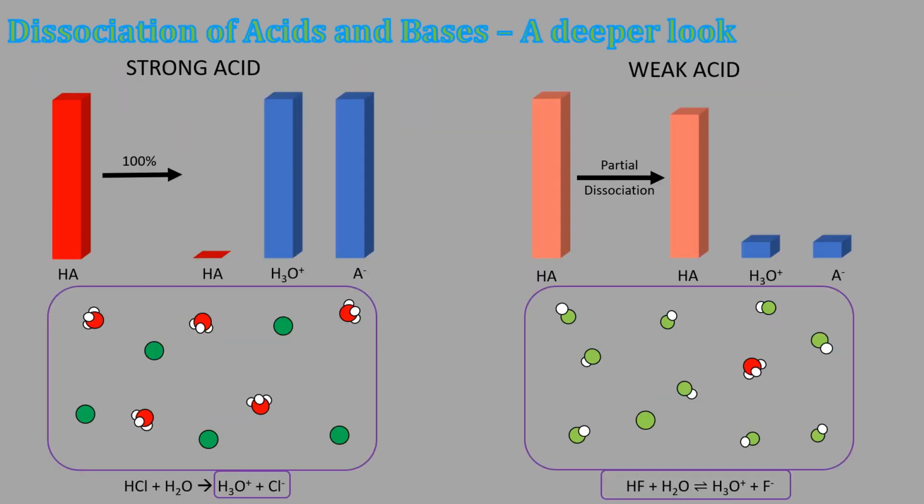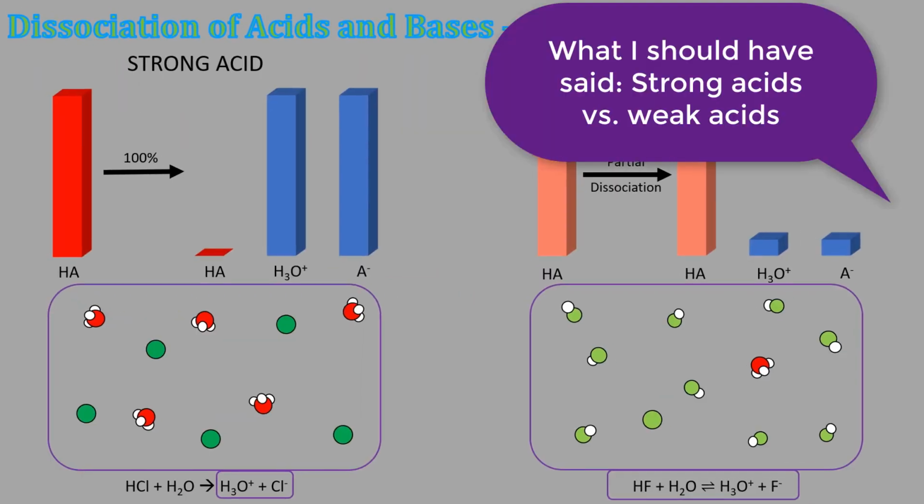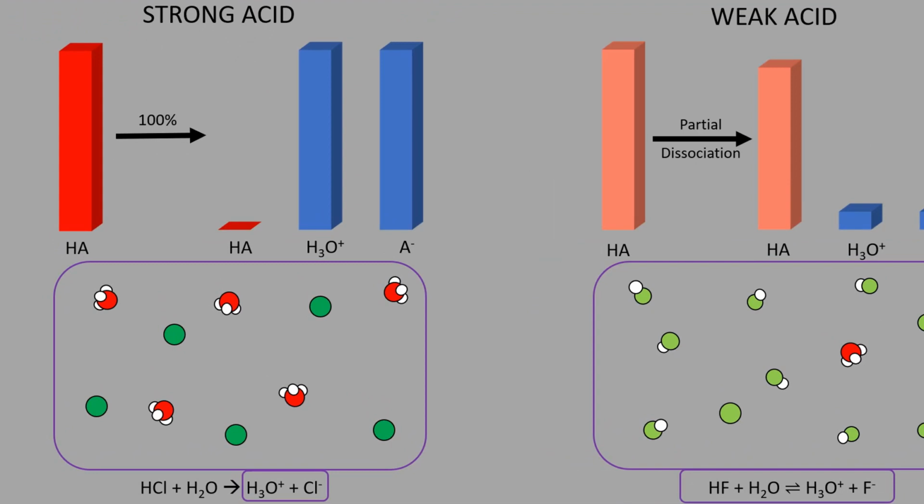So, strong acids versus strong bases. If you just look at the left side of the screen, we have the strong acid HA, and it's going to dissociate 100%. So at the very end, we don't have any HA left. It's all turned into H3O+ and A-. So here is my example reaction.